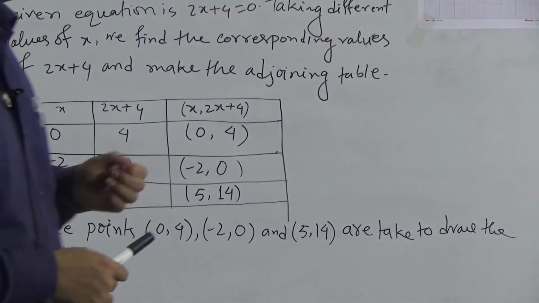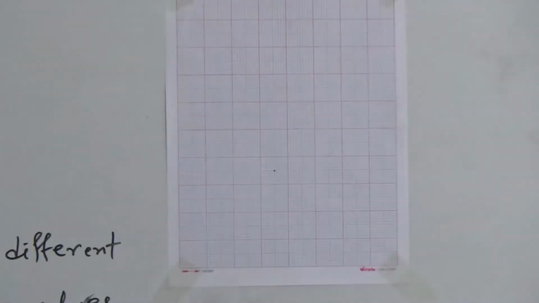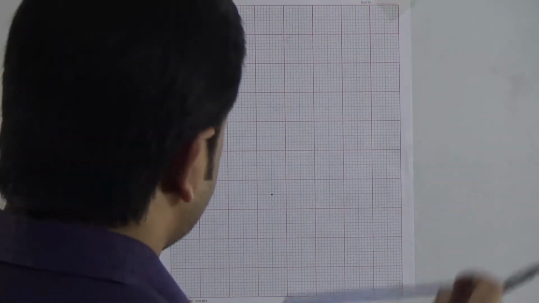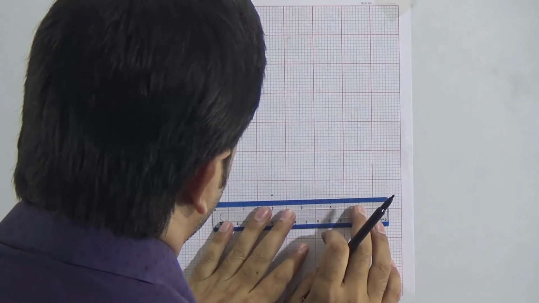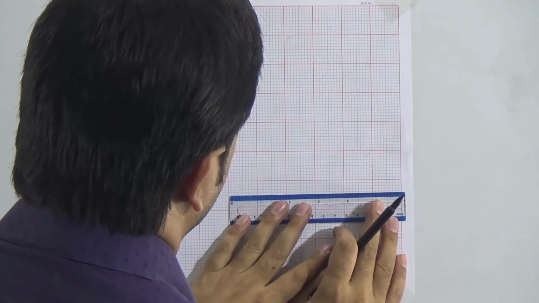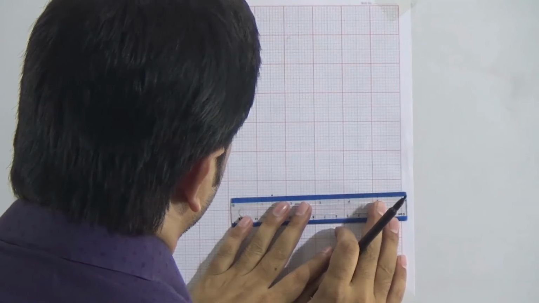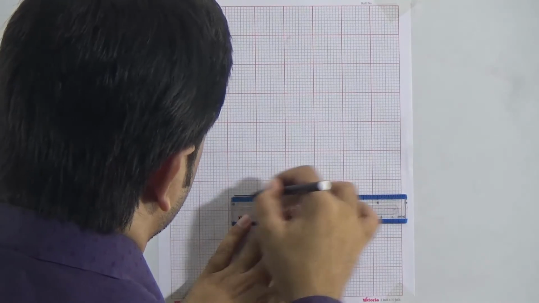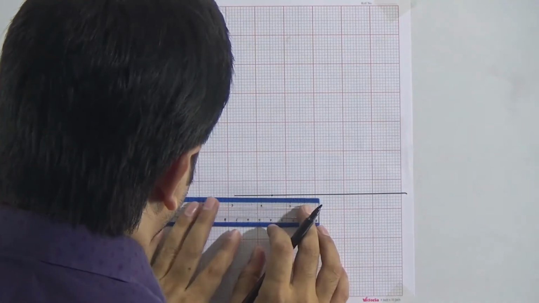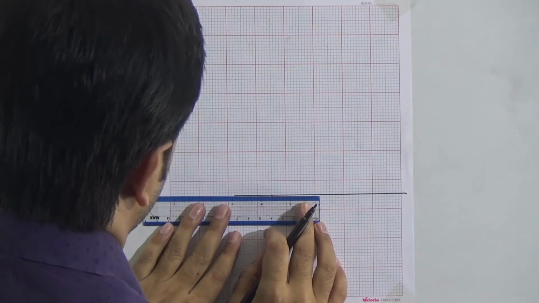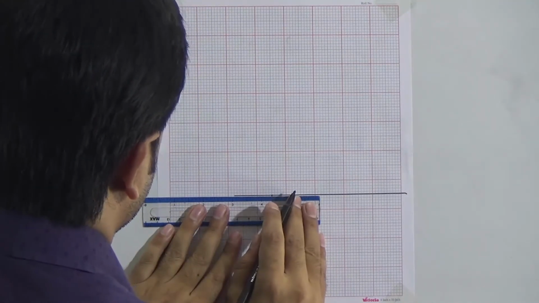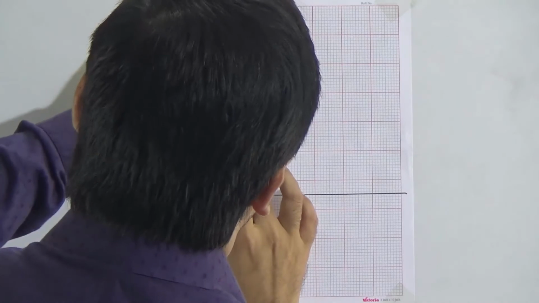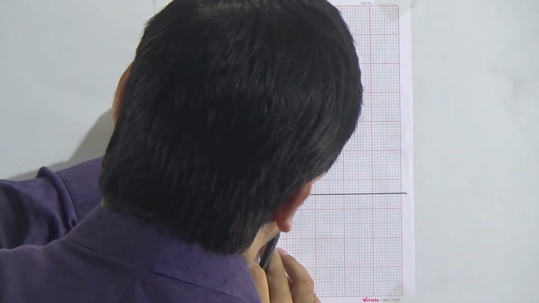Okay, dear students, now put the point. To put the point, at first consider 2 mutually perpendicular straight lines. This is horizontal line. This line is known as x-axis, and now I will draw the vertical line.